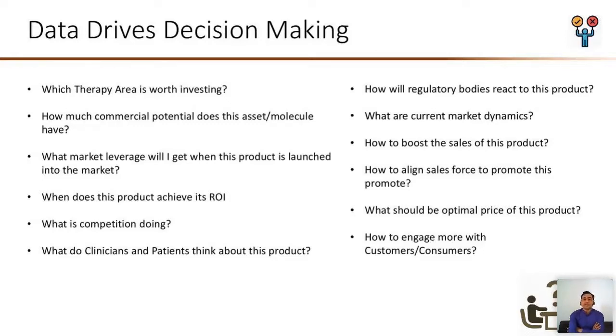So we have to understand the importance and application of that particular molecule. And if you talk about what market leverage I will get when this product is launched into the market, we need to understand the market. We need to understand the need of the market as well, and the gap that exists in the market, what has to be done, where other companies are working, what kind of result they are going to achieve, what result they have anticipated. So that way we will be able to understand with the use of the data.